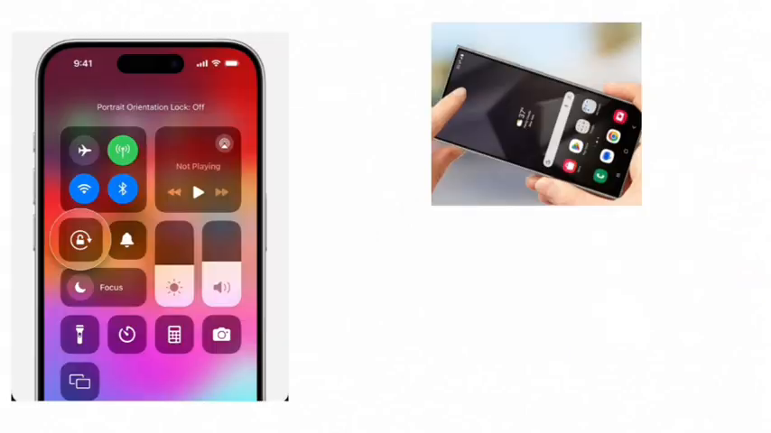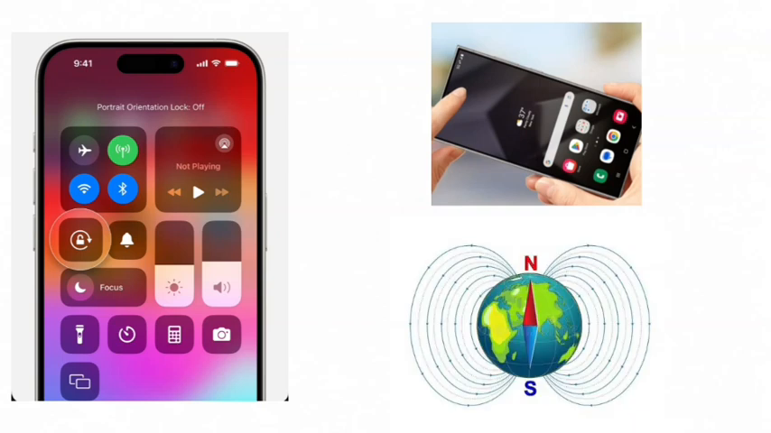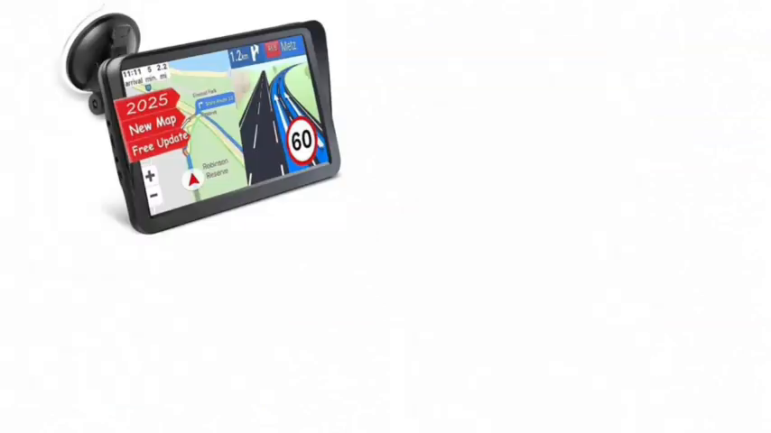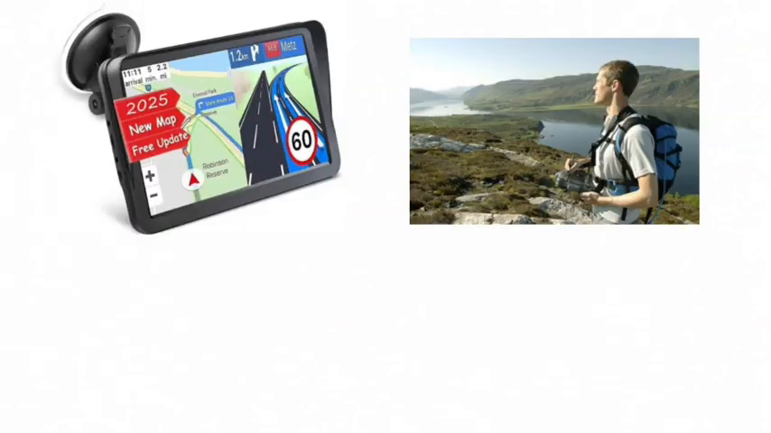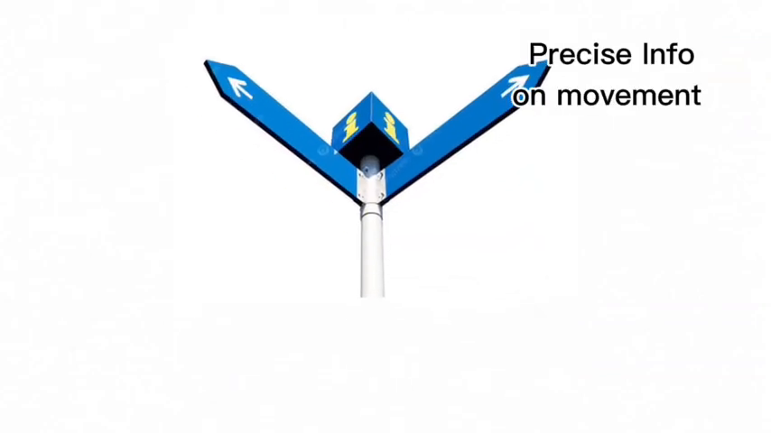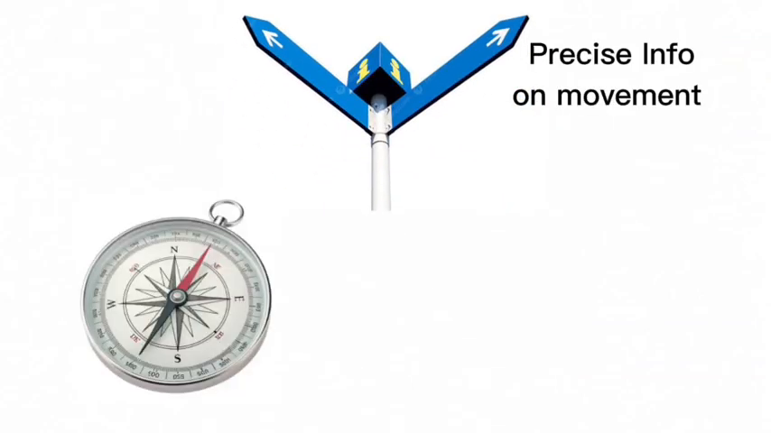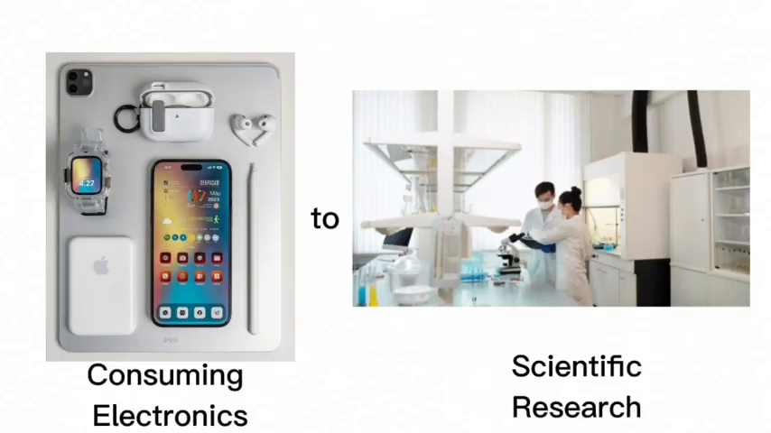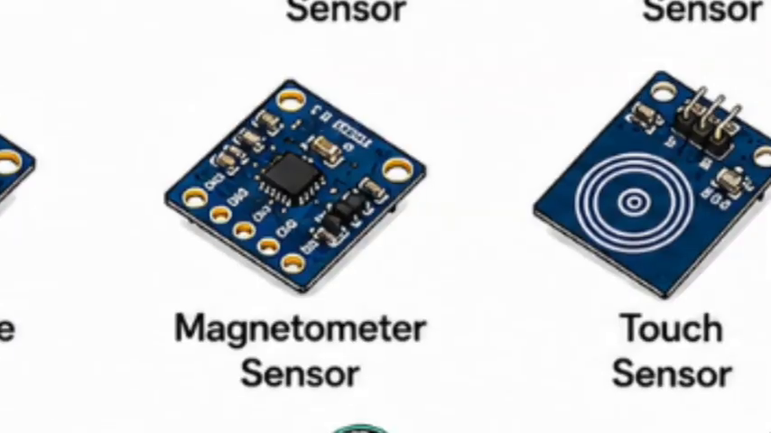In smartphones, magnetometers help determine the device's orientation relative to the Earth's magnetic field. They are also used in navigation systems, geological surveys, and industrial equipment. By providing precise information about movement, magnetometers support accurate navigation and positioning in a wide range of applications, from consumer electronics to scientific research. Touch sensor.